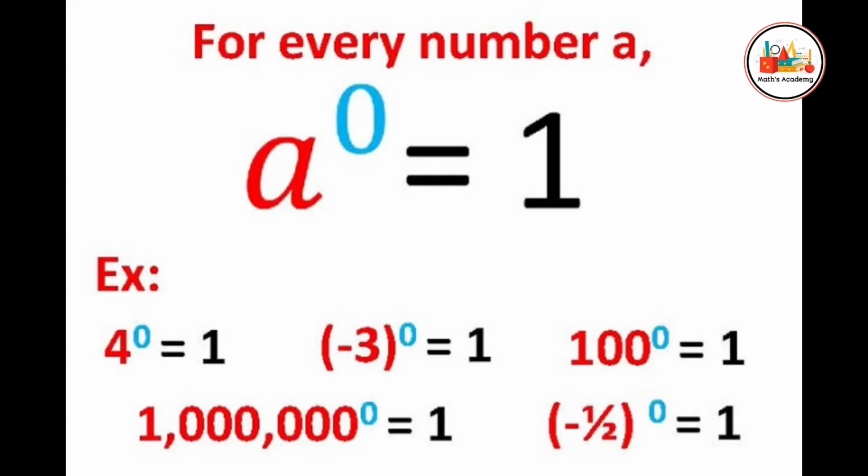Okay, so our last concept is zero exponent. For every number a, it can be any number, it can be any variable, a raised to power 0 is equal to 1. For example, 4 raised to power 0 is equal to 1. Minus 3 raised to power 0 is equal to 1. 100 raised to power 0 is equal to 1. Which means any number having power 0 will be equal to 1.